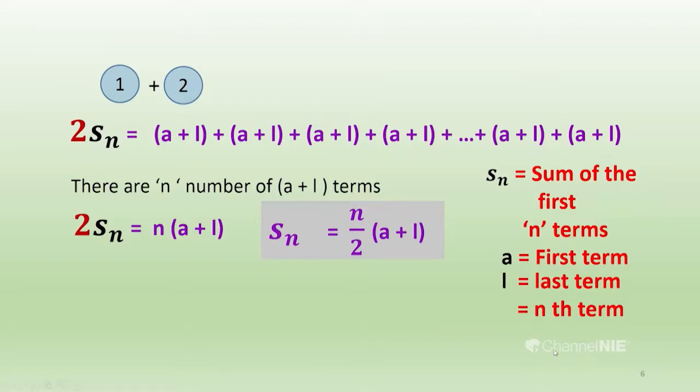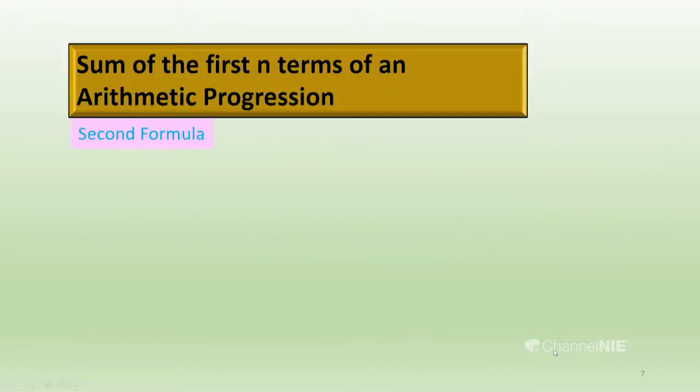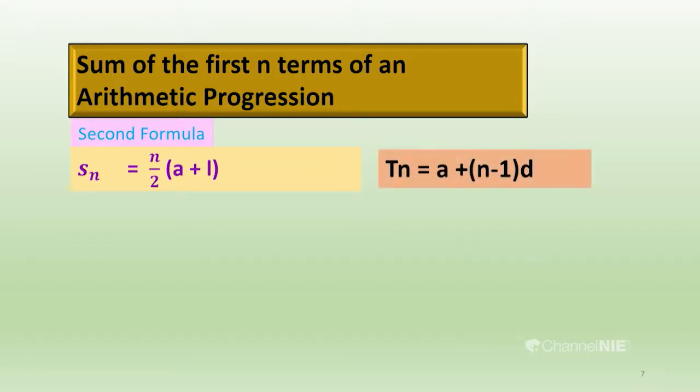Then I am going to derive the second formula. How do we build up the second formula? I use the first formula, Sn equals n over 2 times a plus L. Using that I am going to build up the second formula. Here I think you remember the Tn term. What's the Tn term? Tn equals a plus n minus 1 d. Do you remember that?